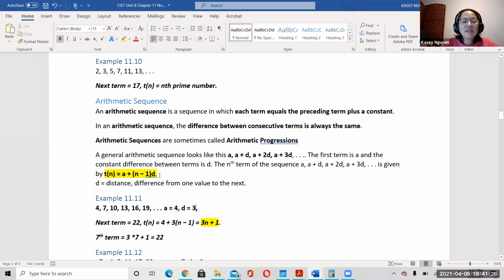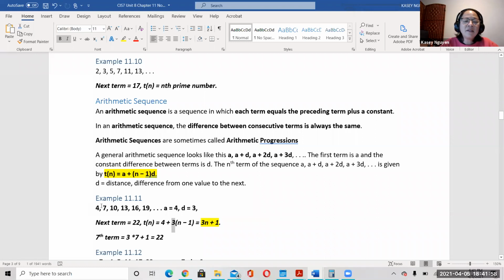So using this formula, we can find the next term, right? In your head, you can say, oh, 19 plus 3, that's easy, that's 22. Well, let's see if the equation works. We have A is 4, and we're going to add that with n minus 1 times d, and our d is 3, and we already know that.